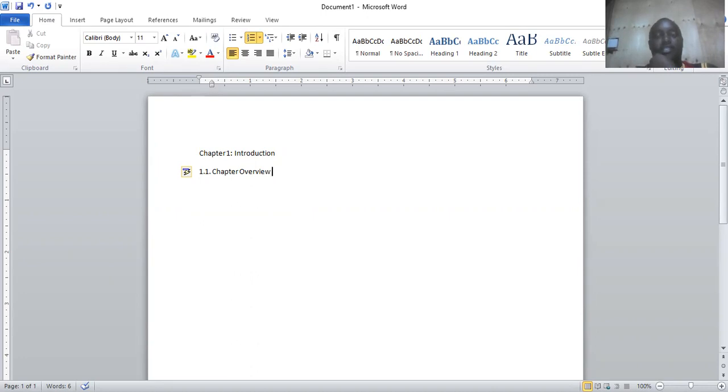So in this chapter, you're going to give a background of the project and outline the objectives and the aims of the study. Just give an overview of what you're going to do in this chapter. The second subtopic in this chapter is now background. Here you provide background information about the topic.